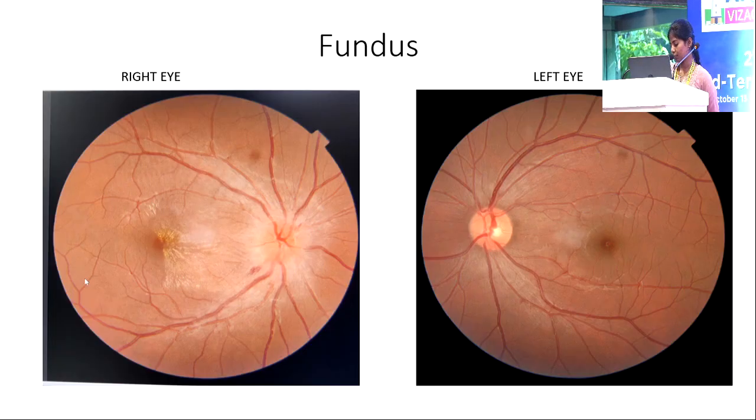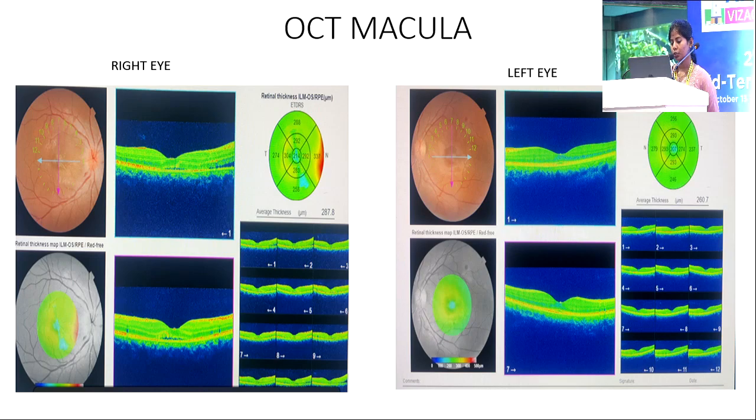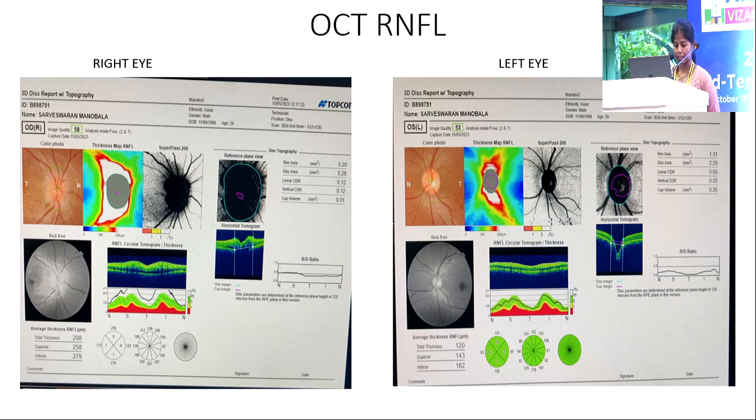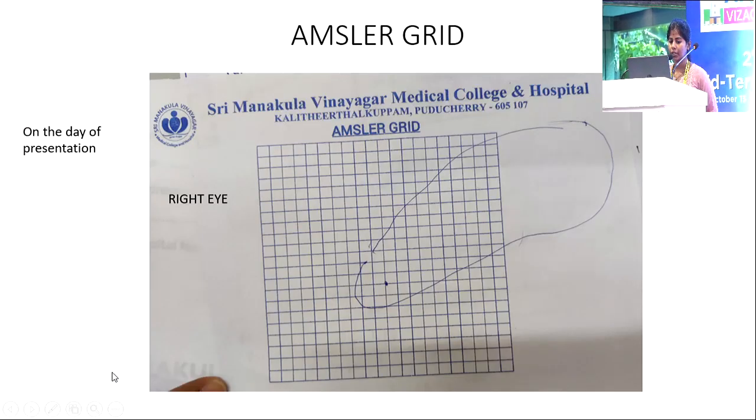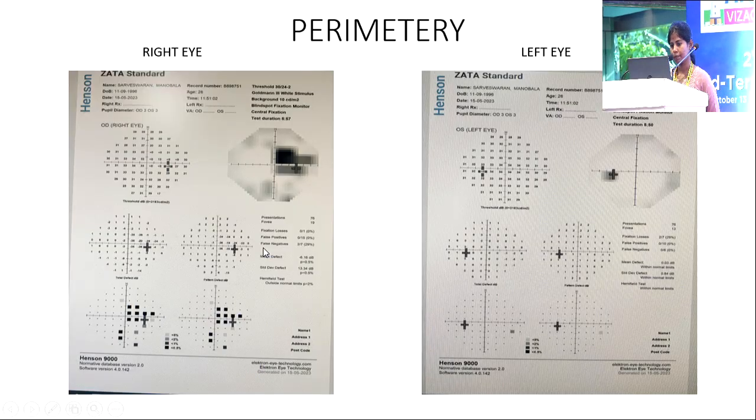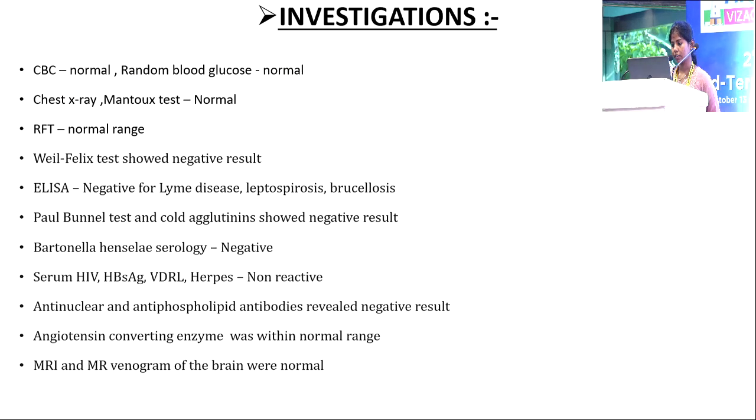This is the fundus picture of the patient. The right eye shows 360-degree blurring of the disc margin along with the macular fan and macular edema, whereas the left eye was completely normal. OCT macula showed macular edema, and the RNFL supported the diagnosis of papilledema with increased RNFL thickness. On the day of presentation, the Amsler grid showed this type of centrocecal defect, and perimetry supported the finding. All the above-mentioned investigations were negative.